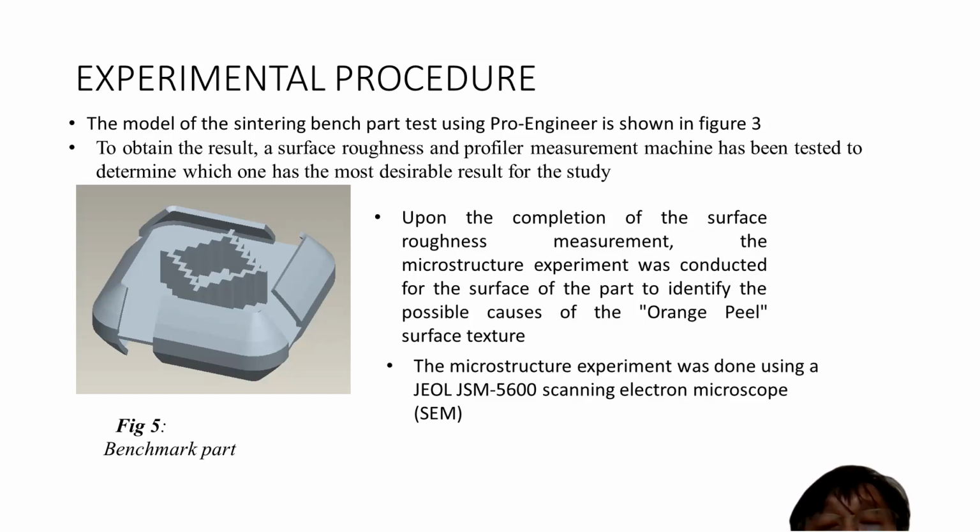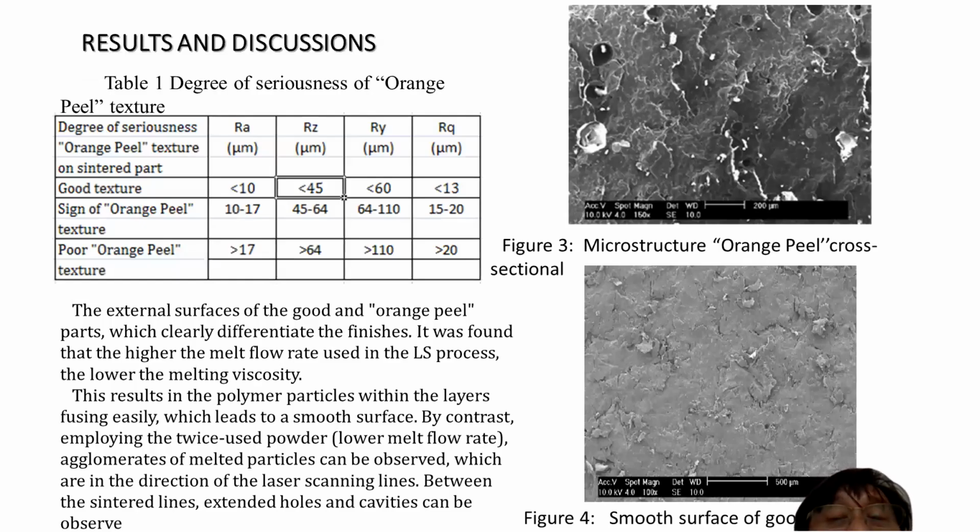Result and discussion. Classification: the degree of seriousness of orange peel texture by roughness. The data of surface measurement by Mitutoyo Surftest SV500 in the y-axis of 24 samples located at different positions of the part yielded could be classified into three major groups.